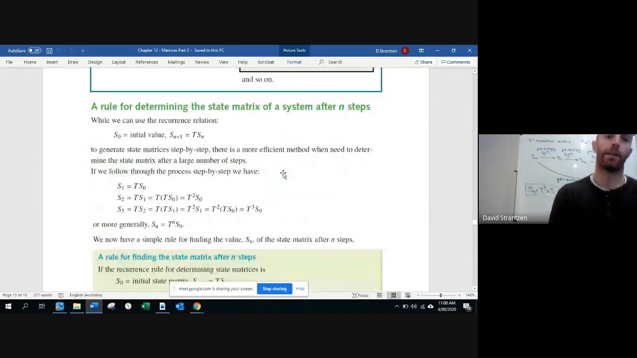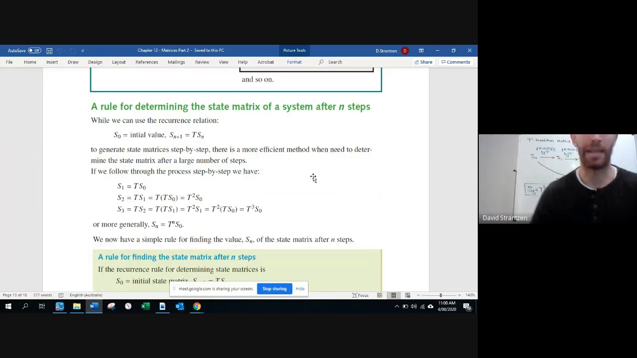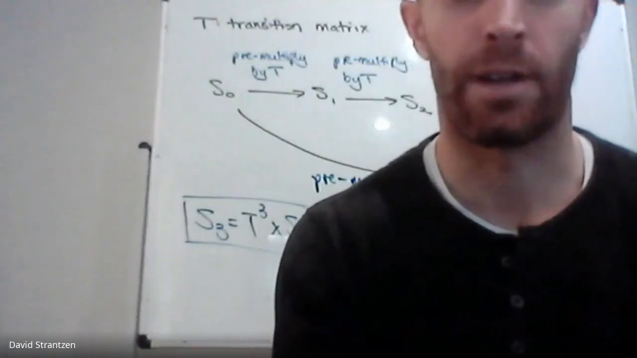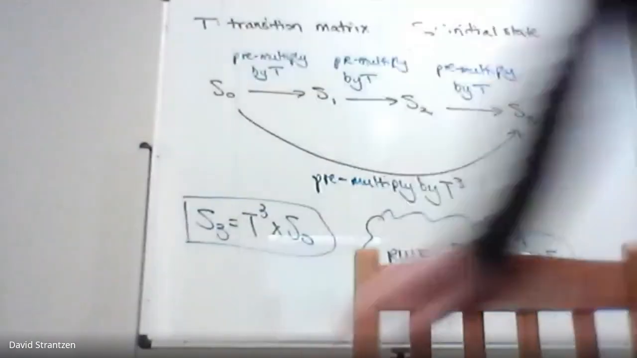All right, now we're going to look at a rule for determining the state matrix of a system after n steps. Imagine we wanted to know how many machines were operating and how many were broken after 15 days. Well, I don't want to have to repeat that process 15 times. So I'm going to show you on the board a bit of a diagram that will hopefully help to explain this.